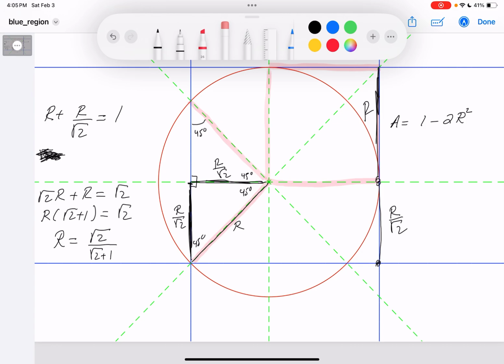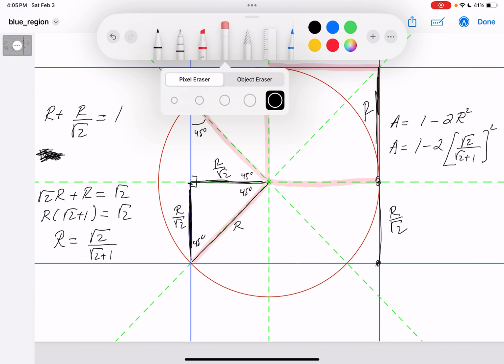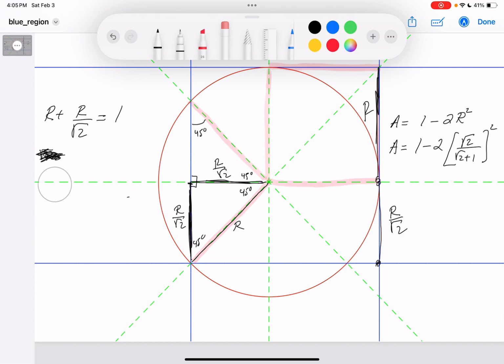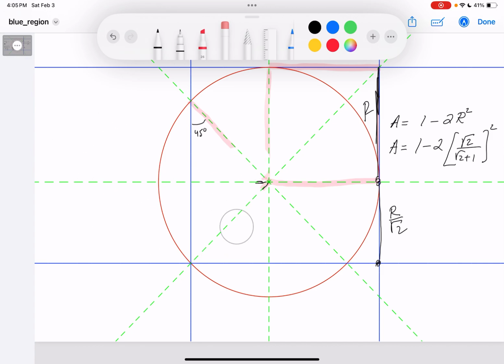Now, by the way, you could write the area down now. The area is going to be A equals 1 minus 2, that number squared. Let me write that down. So it's going to be root 2 over root 2 plus 1, the whole thing squared. Now that's the answer, by the way, but I need to simplify it. Let's see if I get that eraser to work again. Yeah, there the eraser goes. I'm going to erase this business too. I'm trying to make the picture nice and neat. We'll get to the bottom, don't worry.